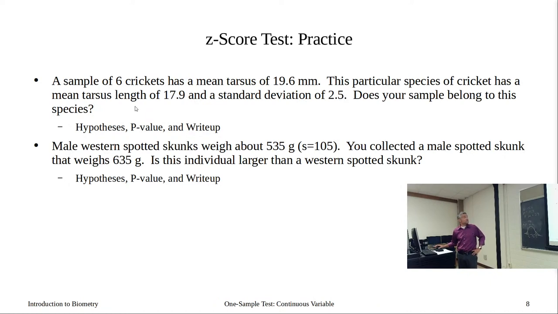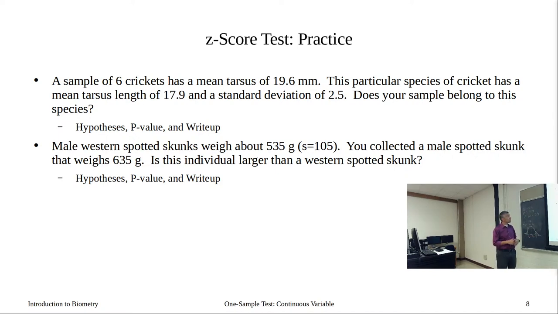All right, practice. We'll do these two practice problems, and then once we finish them, we'll call it a day. We're going to be doing our z-test. First up, a sample of 6 crickets has a mean tarsus of 19.6 millimeters. This particular species has a mean tarsus of 17.9 and a standard deviation of 2.5. So does our sample belong to the species?